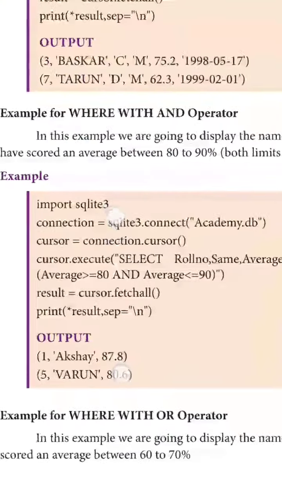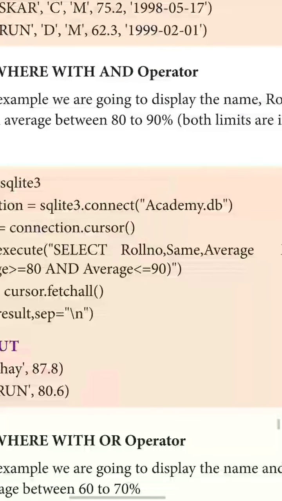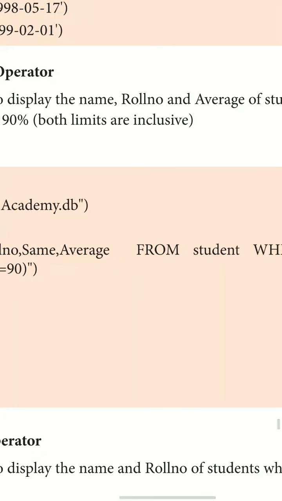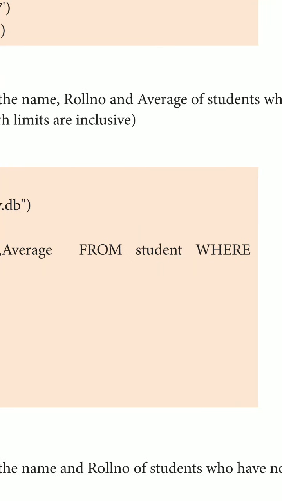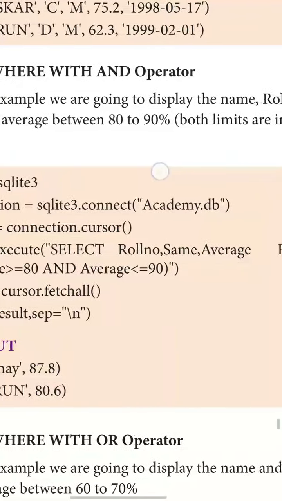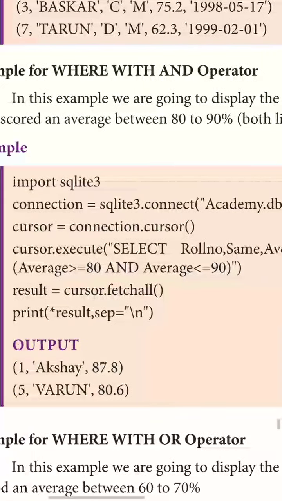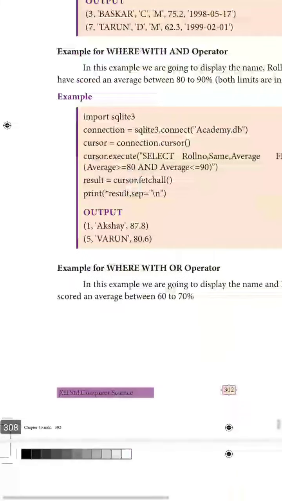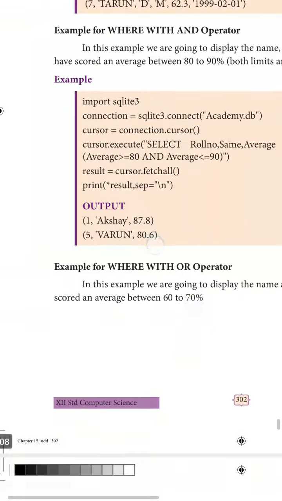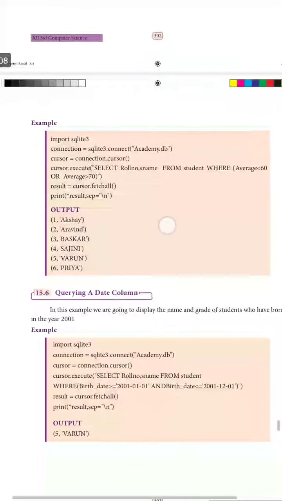And so this example will be clear now. Select roll number and the average from the student where average is greater than or equal to 80 and average is less than or equal to 90. So this will provide you the average between 80 to 90. So these are all the examples.